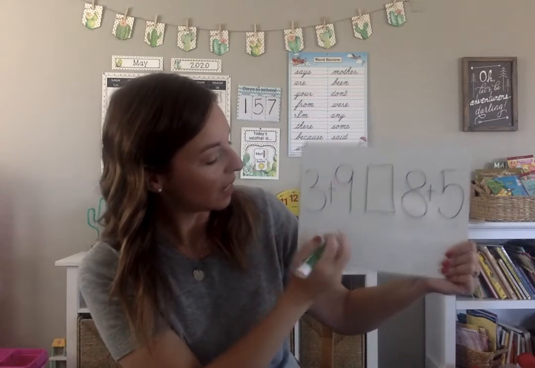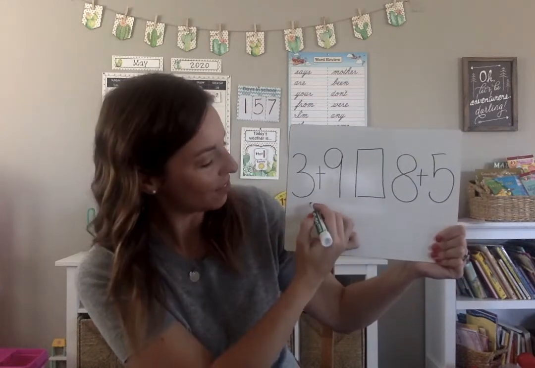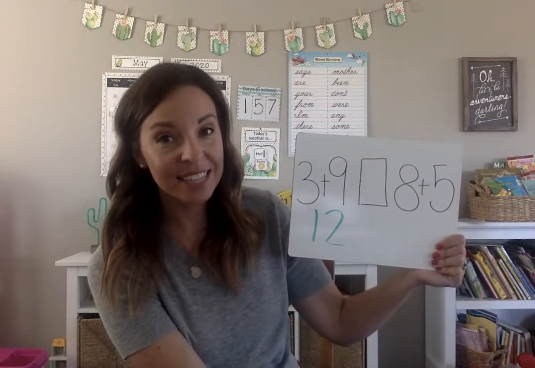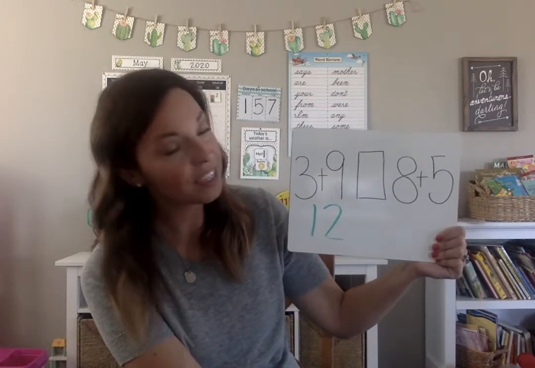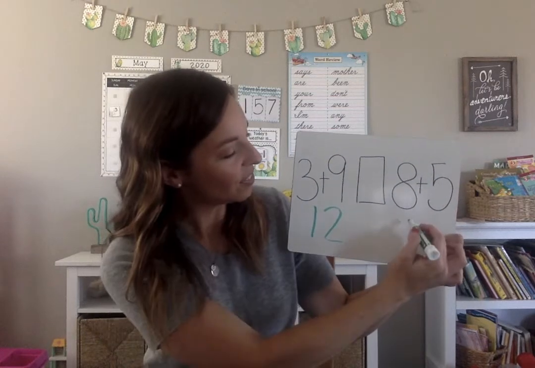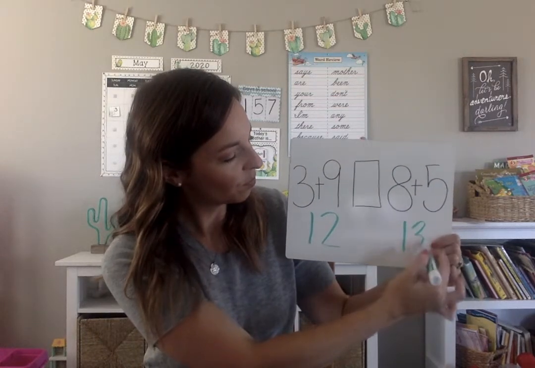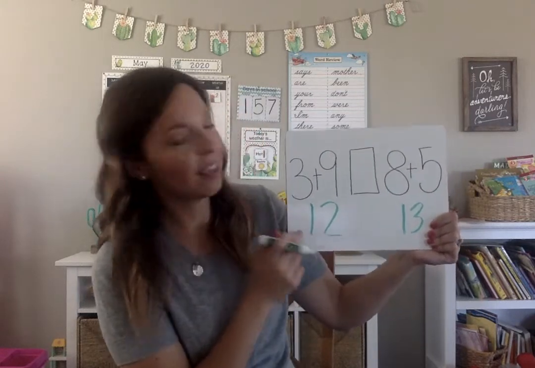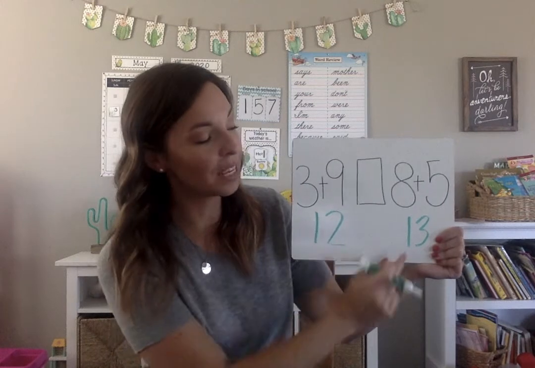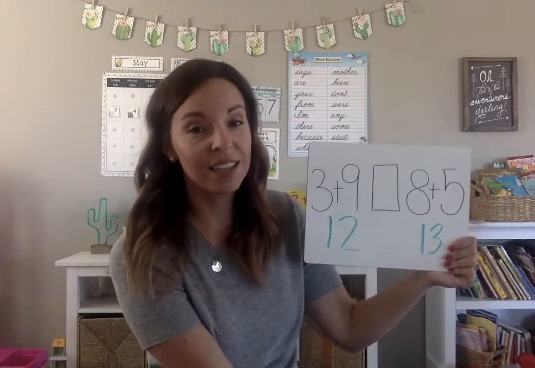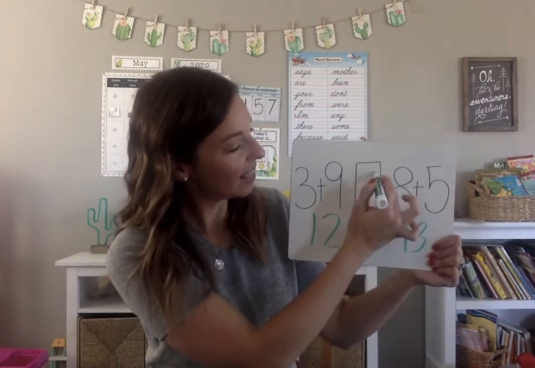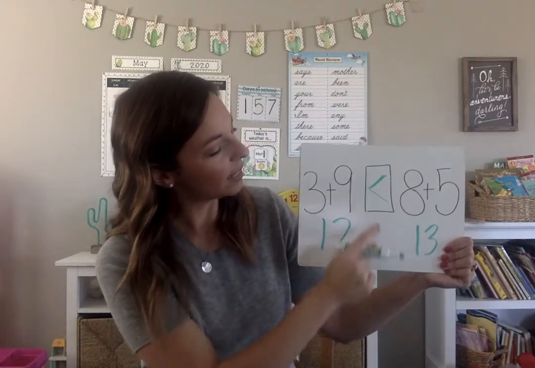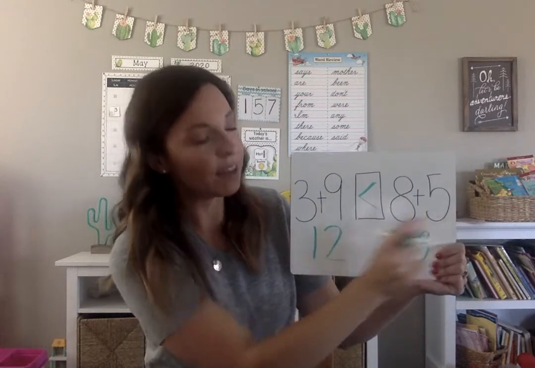3 plus 9 equals 12. And 8 plus 5 equals 13. So is 12 greater than 13, less than 13, or equal to 13? 12 is less than 13, which means that 3 plus 9 is less than 8 plus 5.